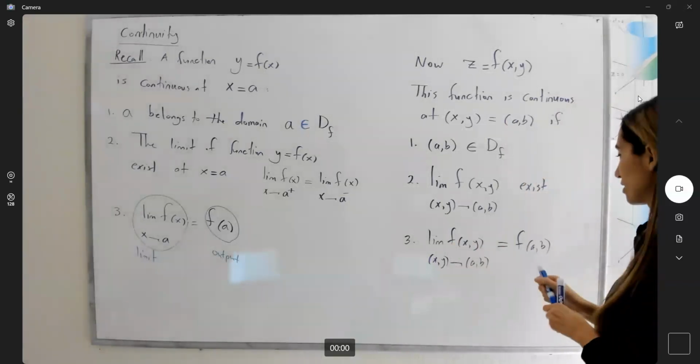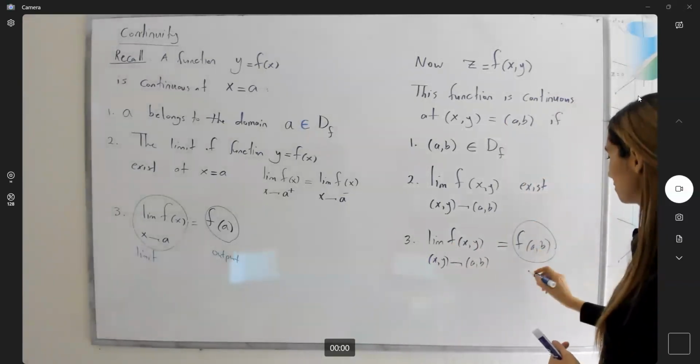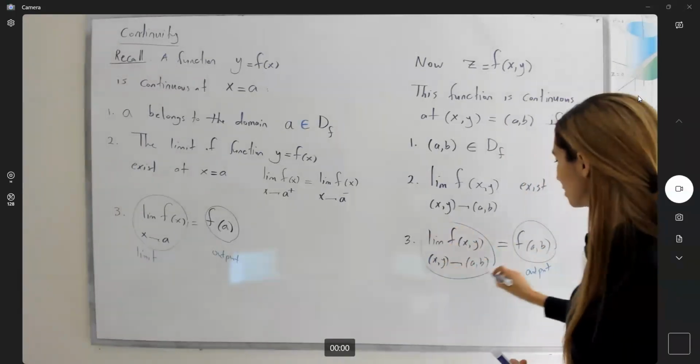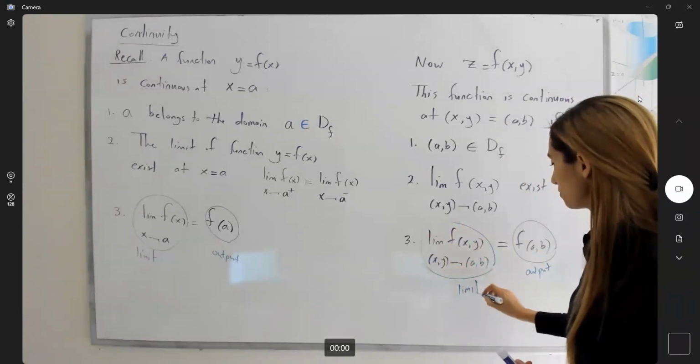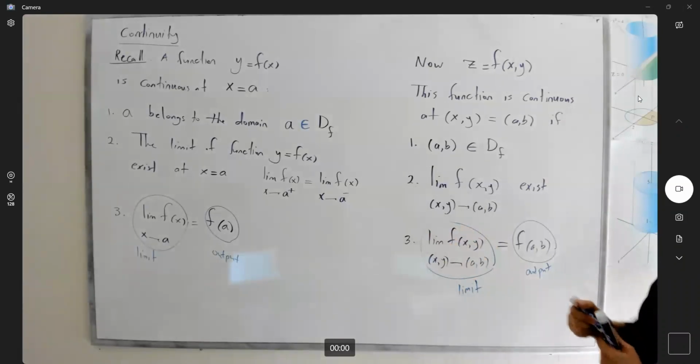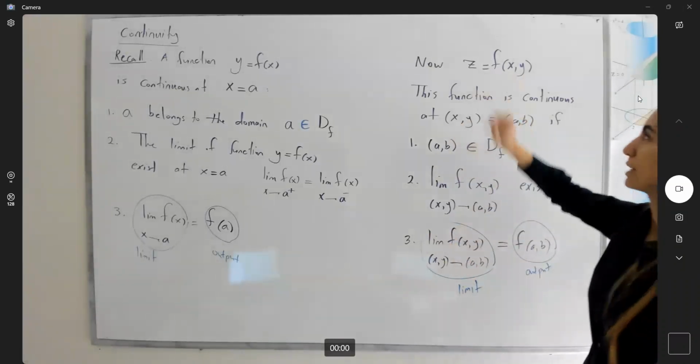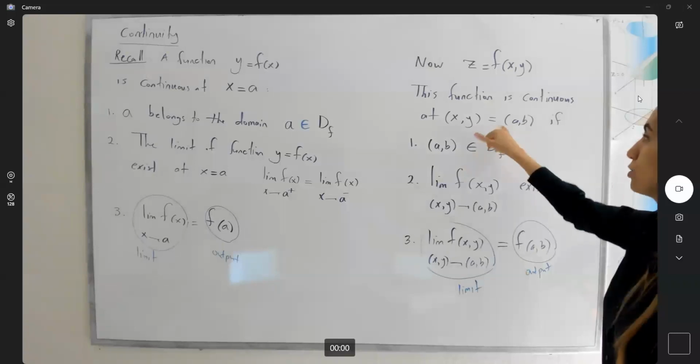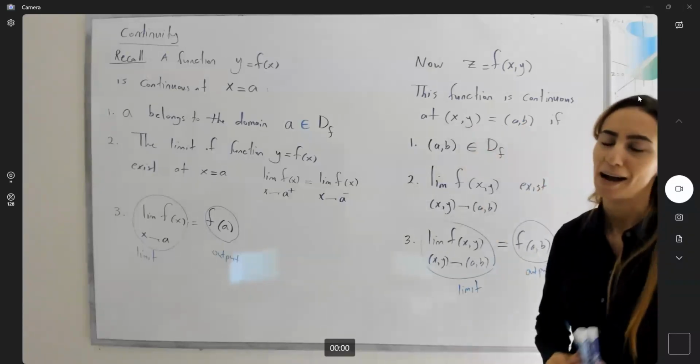So again, on the right hand side, you have the output. On the left hand side, you have the limit. So in that case, if these 3 conditions are met, you're going to say that my function is continuous at the point a and b.